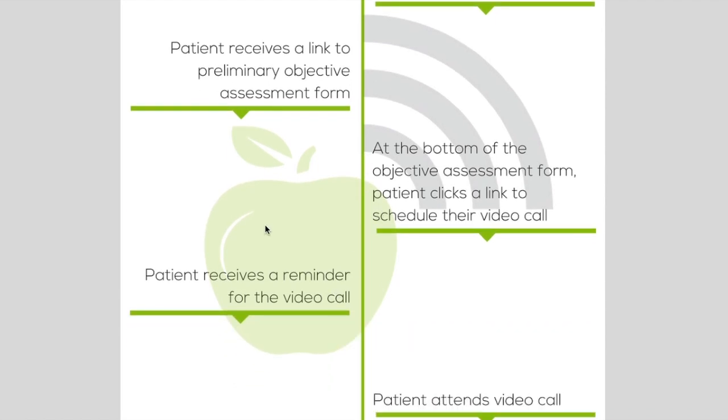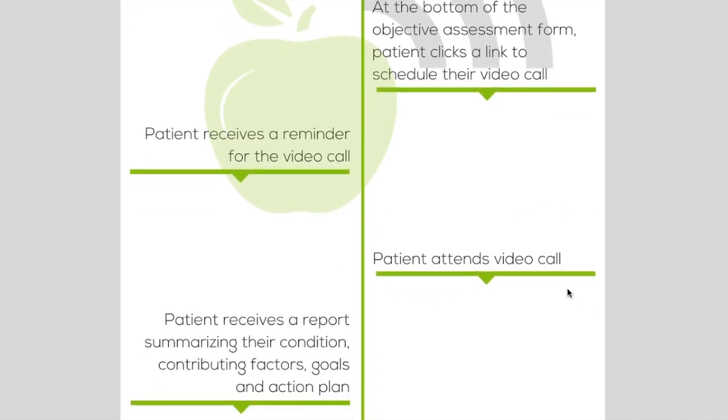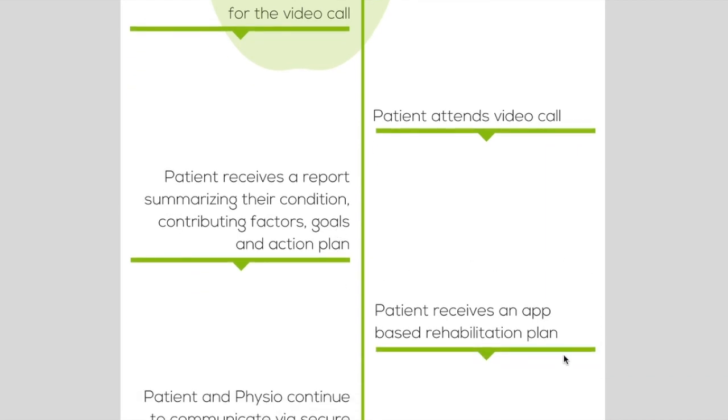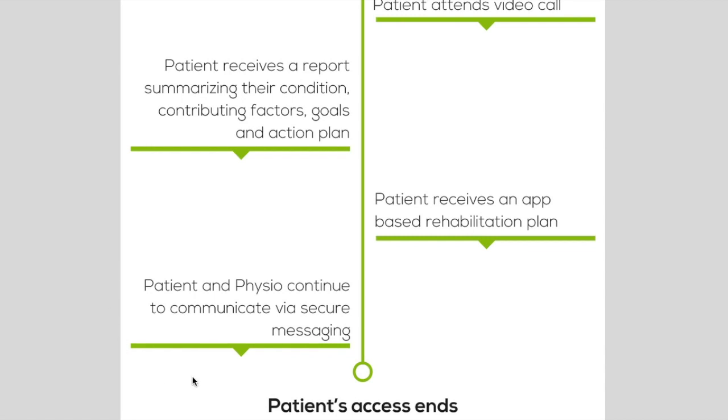Now, automatically, they then, of course, receive a reminder for the video call, and at the designated time, the patient attends that video call. Now from there, we've got a templated report, and that's compiled into a summary for them and sent through to them with an action plan. So that is sent through, and then they receive their rehabilitation plan through the app that we use, the exercise prescription app. From this point forwards, the patient and the physio continue to communicate, and that is via secure messaging within the exercise prescription app. And that happens until such time as the patient's access period has ended.